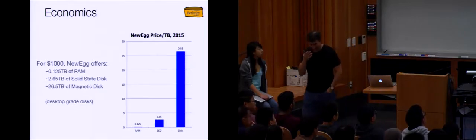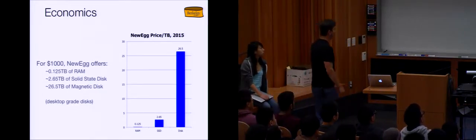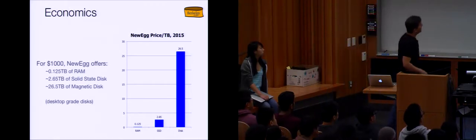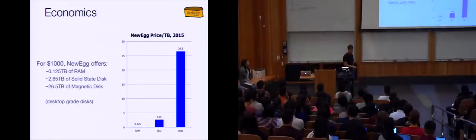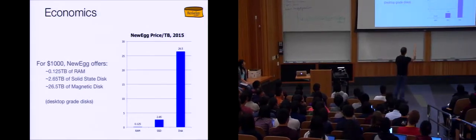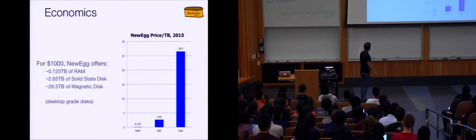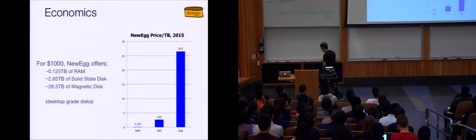So I went on the newegg.com website last night just to get some prices: what do you get for $1,000 at Newegg? You can get like an eighth of a terabyte of RAM for $1,000, which is actually kind of crazy. You can get 2.65 terabytes of solid-state disk, which is flash, okay? Or you can get 26.5 terabytes of magnetic disk. So you can see there are orders of magnitude here, right? Magnetic disk is still an order of magnitude cheaper than flash.